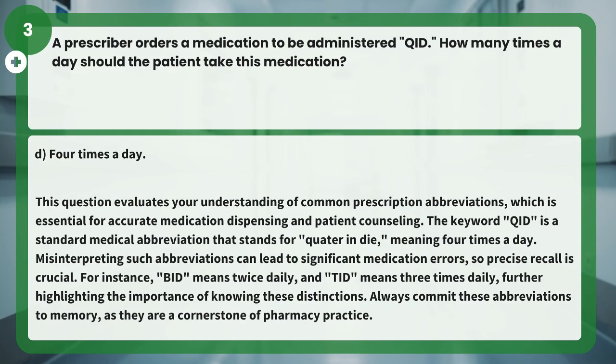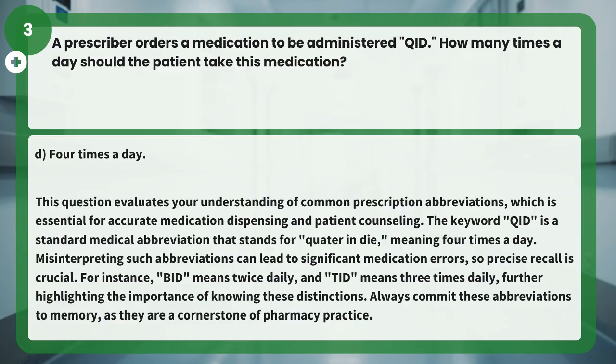Answer: D. 4 times a day. This question evaluates your understanding of common prescription abbreviations, which is essential for accurate medication dispensing and patient counseling. The keyword QID is a standard medical abbreviation that stands for quarter in die, meaning 4 times a day.